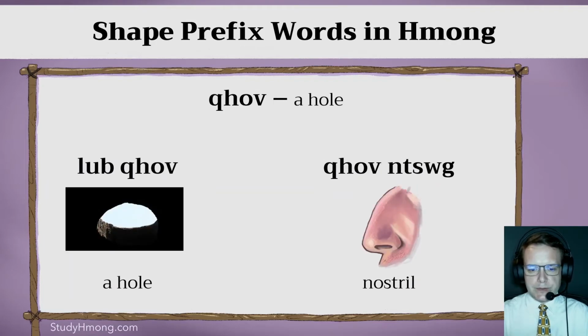Another example very commonly used, qhov. It refers to a hole, a depression, something that looks like a hole. So on the left side, we have lu kho is a hole. Whereas on the right side, if we were just talking about ju, that could be the nose. But when we say kho ju, that is the nostril.